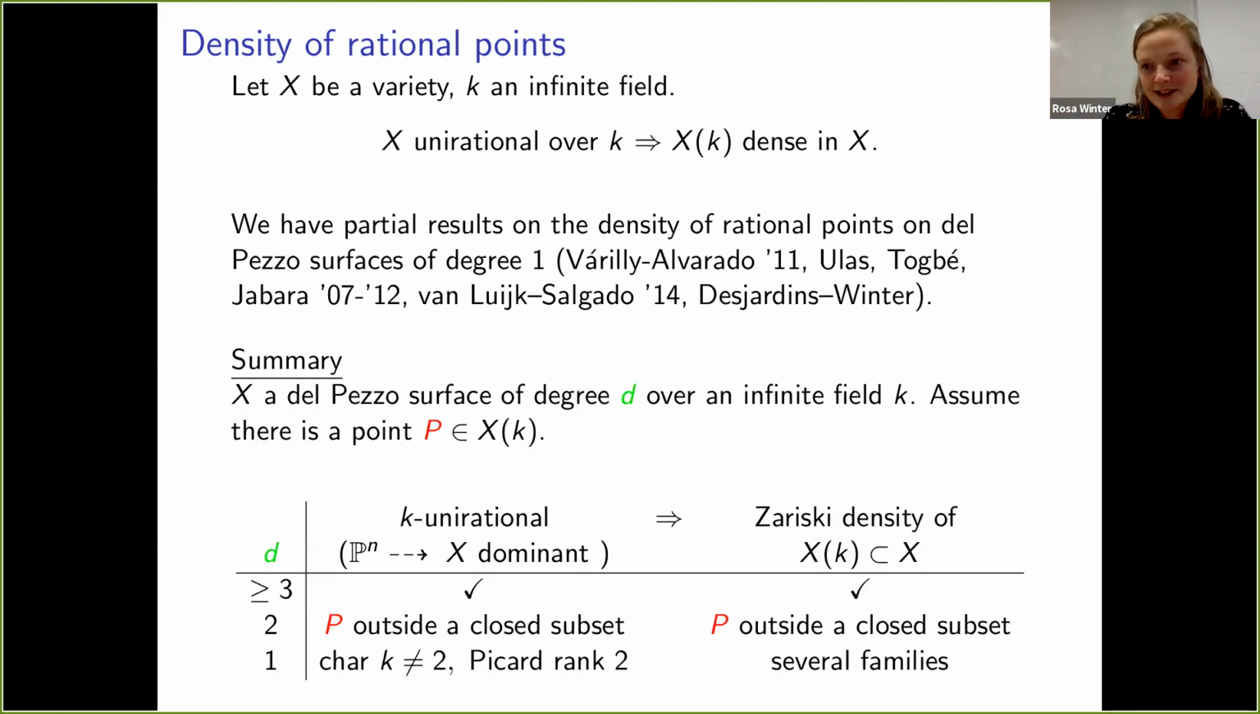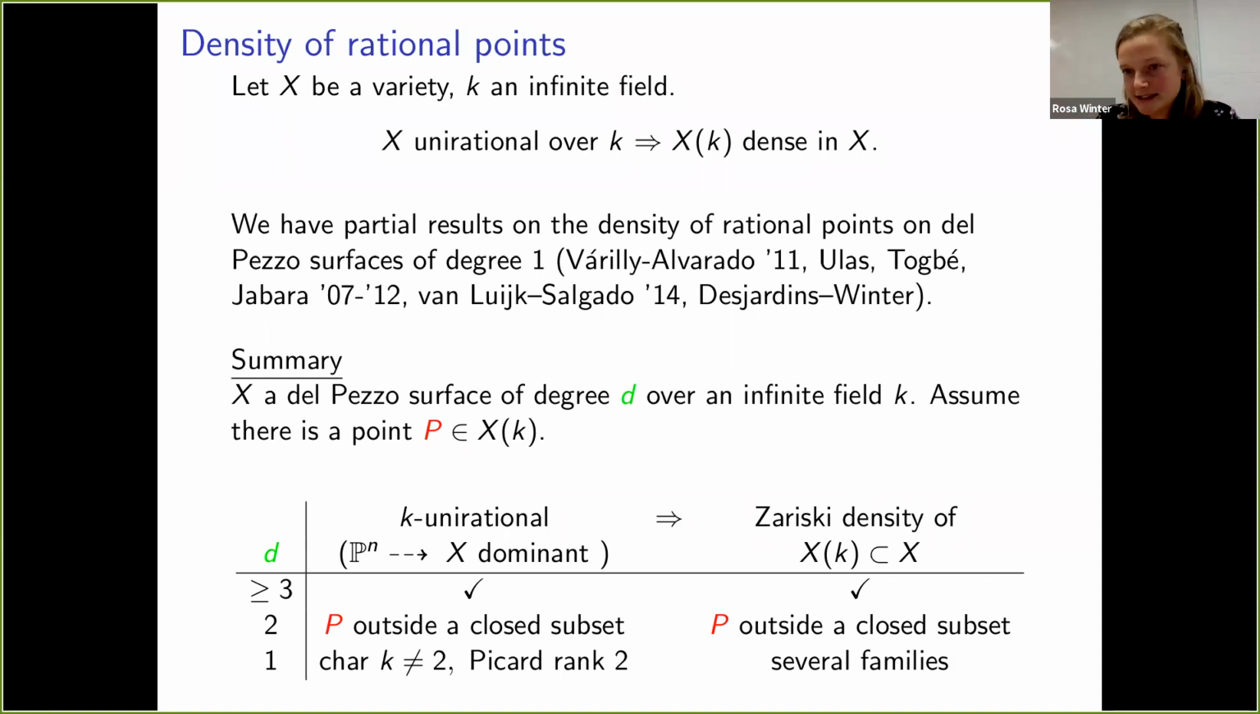So to summarize the rational point story, just because it's a lot of information. If you have an Alpeza surface of degree D over an infinite field, and we assume there is one rational point, then for degree at least 3, we know it's always unirational, and therefore also the rational points are dense. For degree 2, we only know this under a condition that this point is outside a closed subset, which is the ramification curve and the intersection of 4 lines.